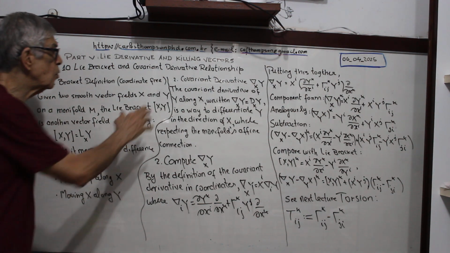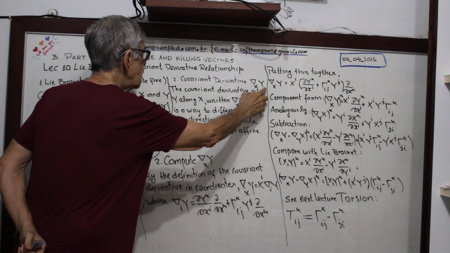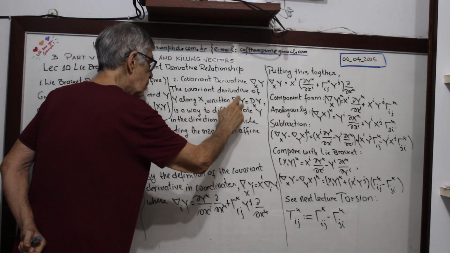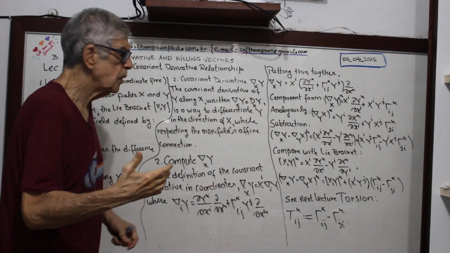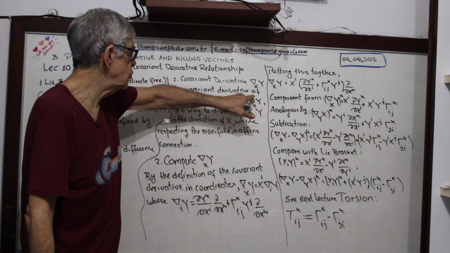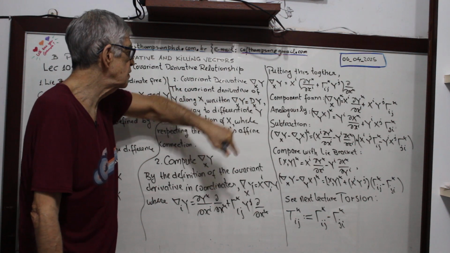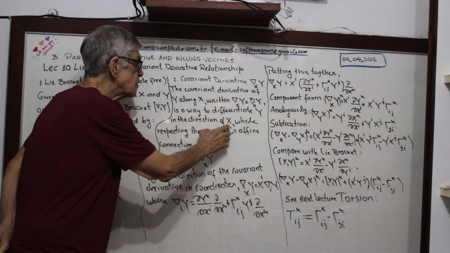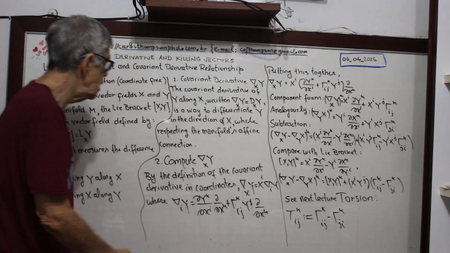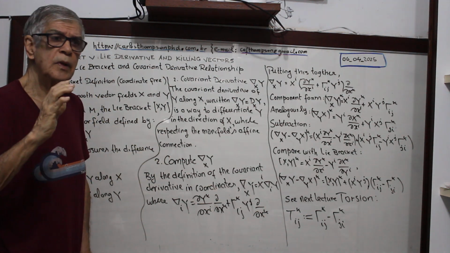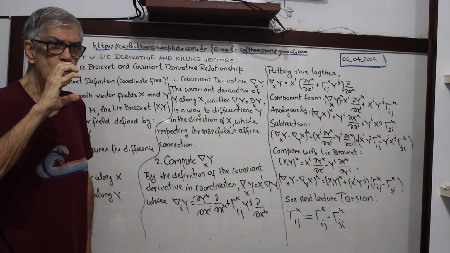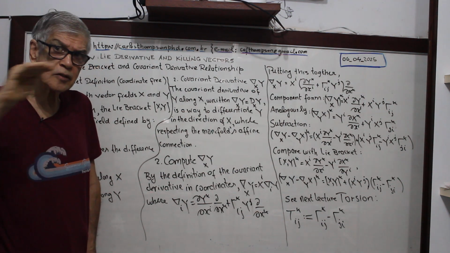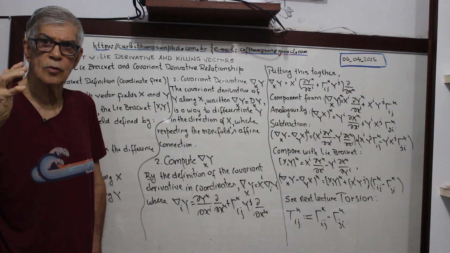Now, let's move to the covariant derivative. Nabla_X Y, the covariant derivative of Y along X. In the literature you also see it written with a capital D instead of Nabla. It is a way to differentiate Y in the direction of X, respecting the manifold's affine connection. When you say connection, you always have to relate to Christoffel symbols. In flat space, the Christoffel symbols are zero.